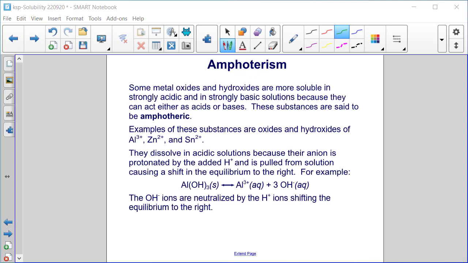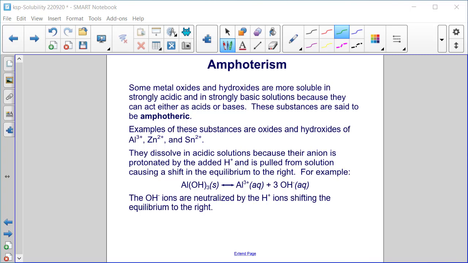Some metal oxides and hydroxides are more soluble in strongly acidic and in strongly basic solutions because they can act either as acids or bases. These substances are said to be amphoteric. Examples of these substances are oxides and hydroxides of aluminum, zinc, and tin 2+. They dissolve in acidic solutions because their anion is protonated by the hydrogen ion and is pulled from solution, causing a shift in the equilibrium to the right.